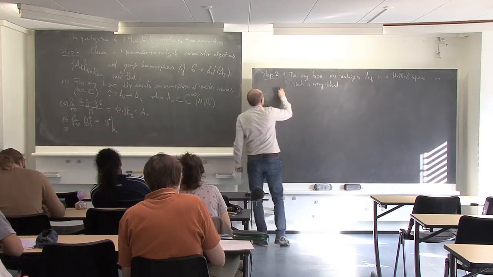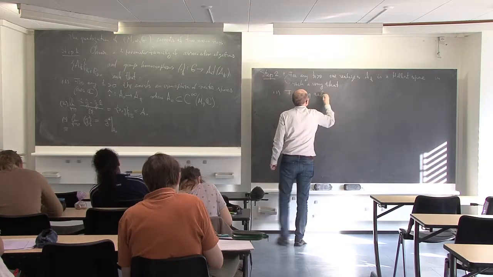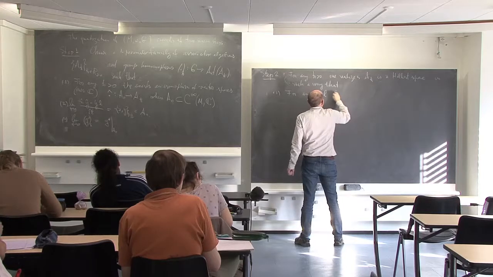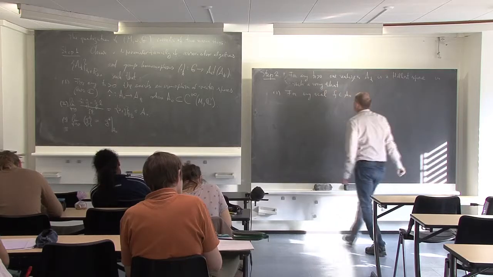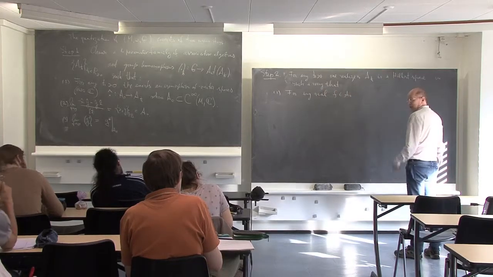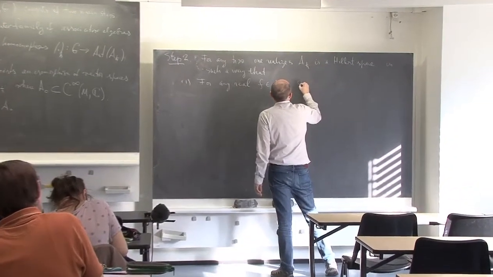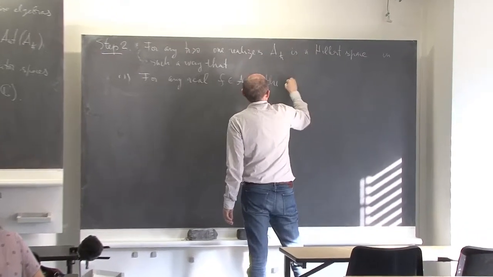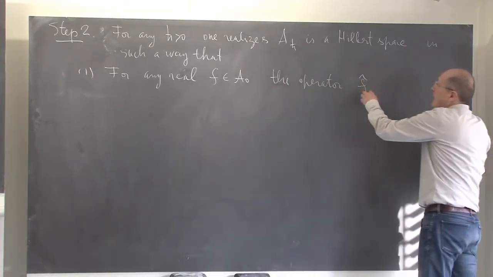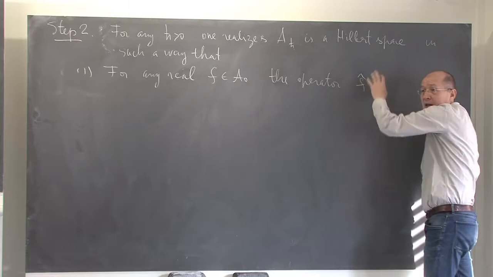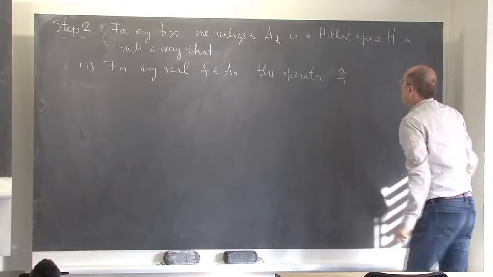So the first condition: for any real valued function f in A0, the operator f hat. So f hat is an element of A sub H bar, but now it is realized as an operator in a Hilbert space H. The operator is symmetric.